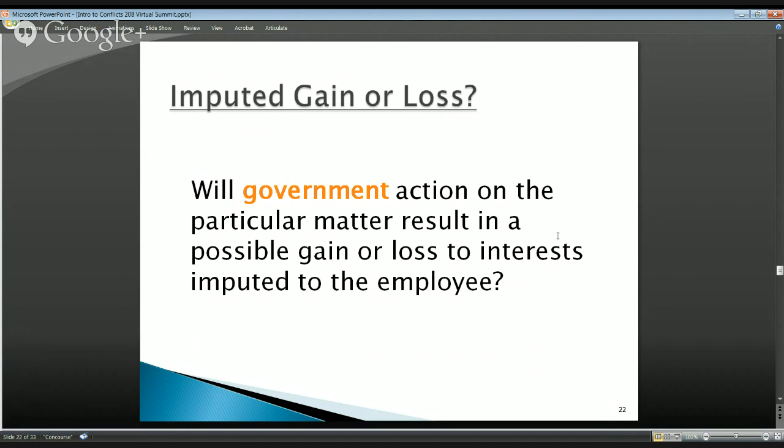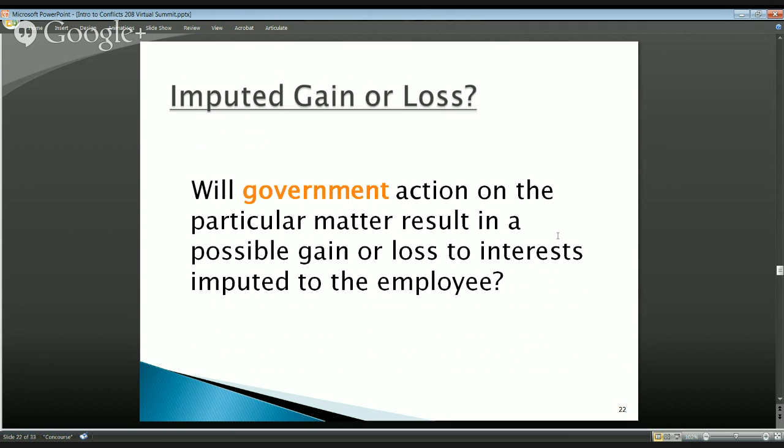Let's talk about imputed gain or loss. So the question we have is, will the government action, will the particular matter, result in a possible gain or loss to an interest imputed to the employee? So if I work for Harvard, will Harvard gain or lose as a result of this particular matter? If I have shares of Intel, will Intel gain or lose as a result of this particular matter? Will my spouse gain or lose as the result of this particular government matter? Will my minor child, my general partner? So the question is, will that person whose interests are imputed to the employee experience a gain or loss as a result of the government action?